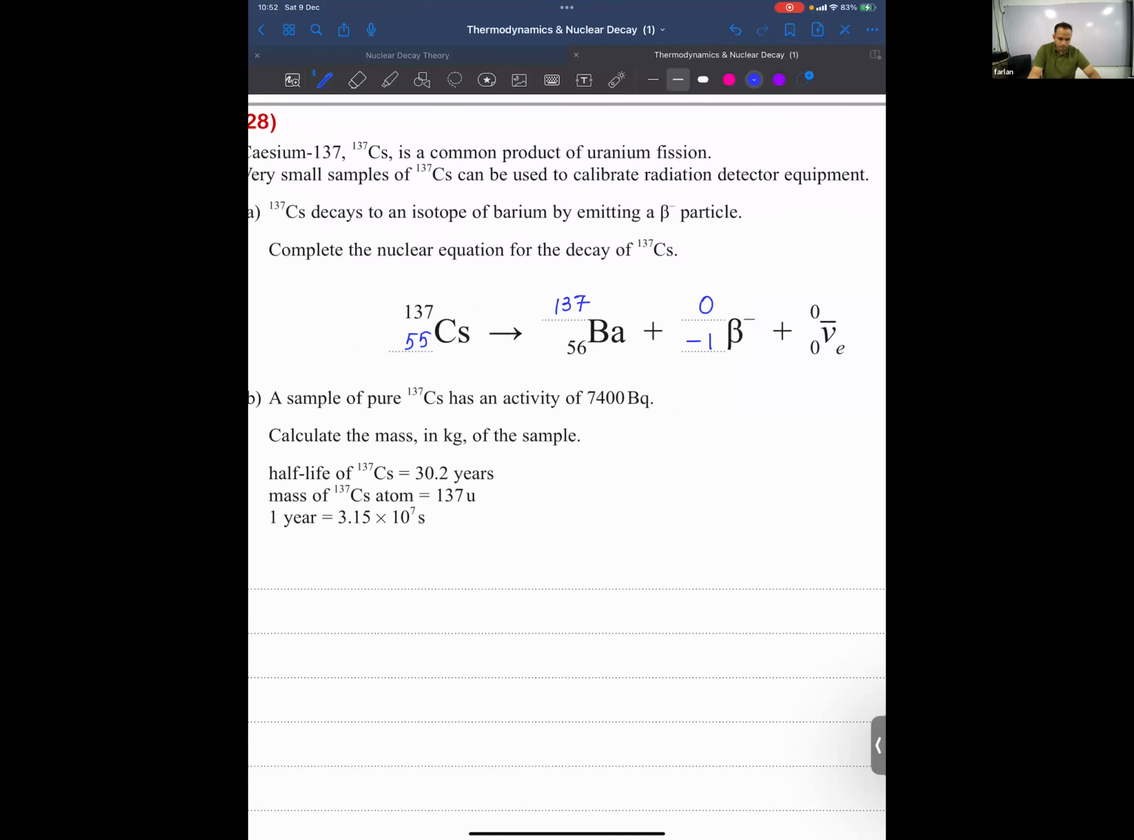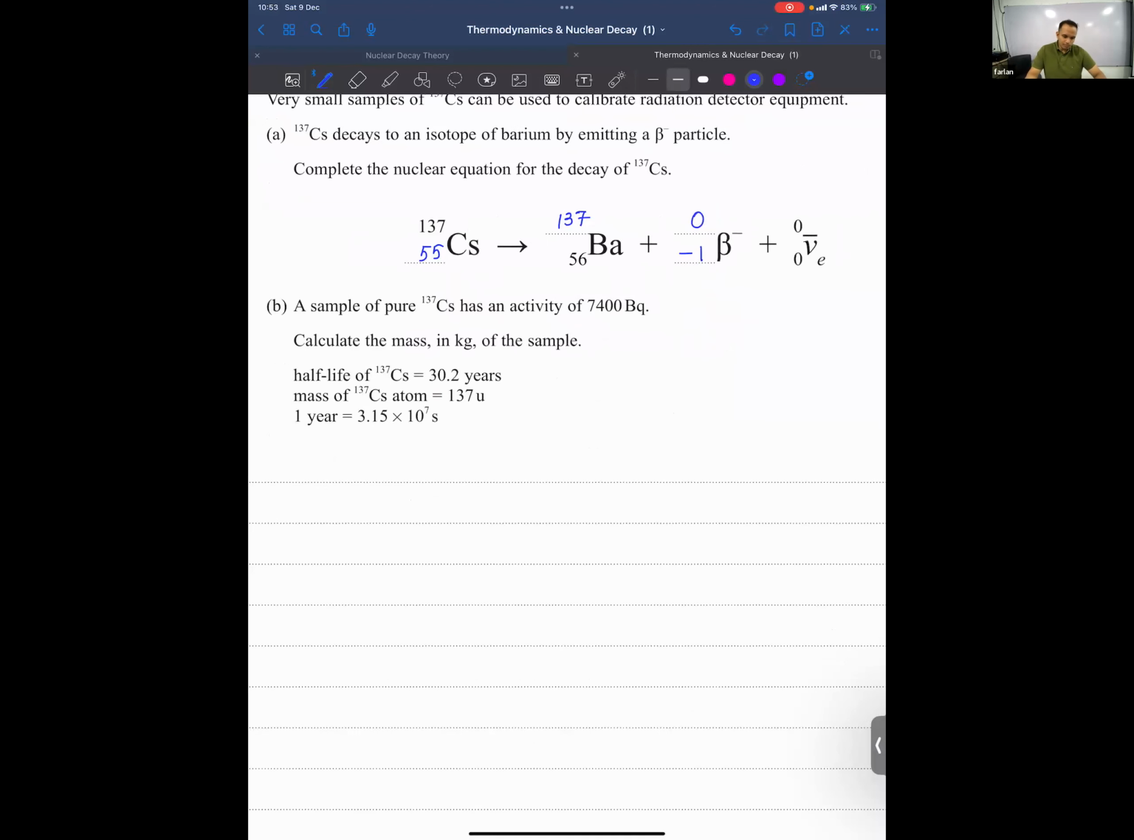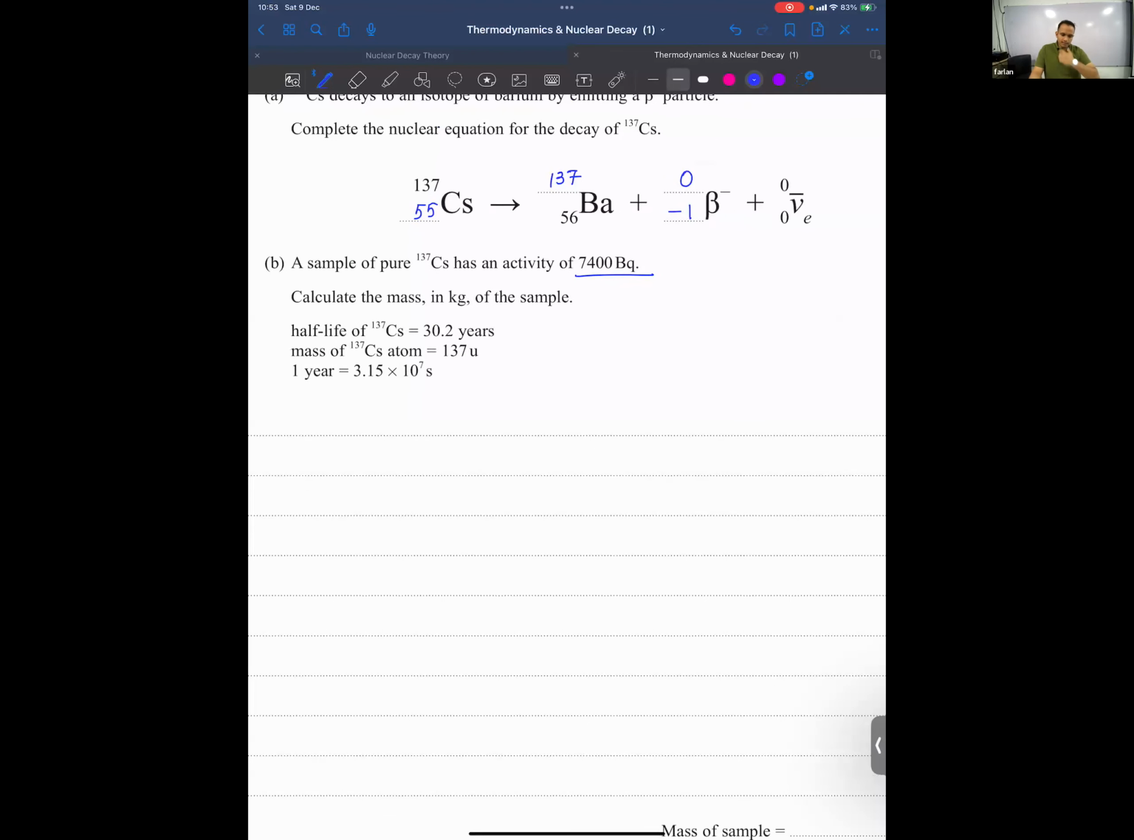Correct. A sample of pure cesium-137 has an activity of 7,400 becquerels. Calculate the mass in kilograms of the sample. The half-life is given. Mass of cesium atom is given. And 1 year in seconds is given. So we can use A equals lambda N, A equals ln 2 over T half, into N.